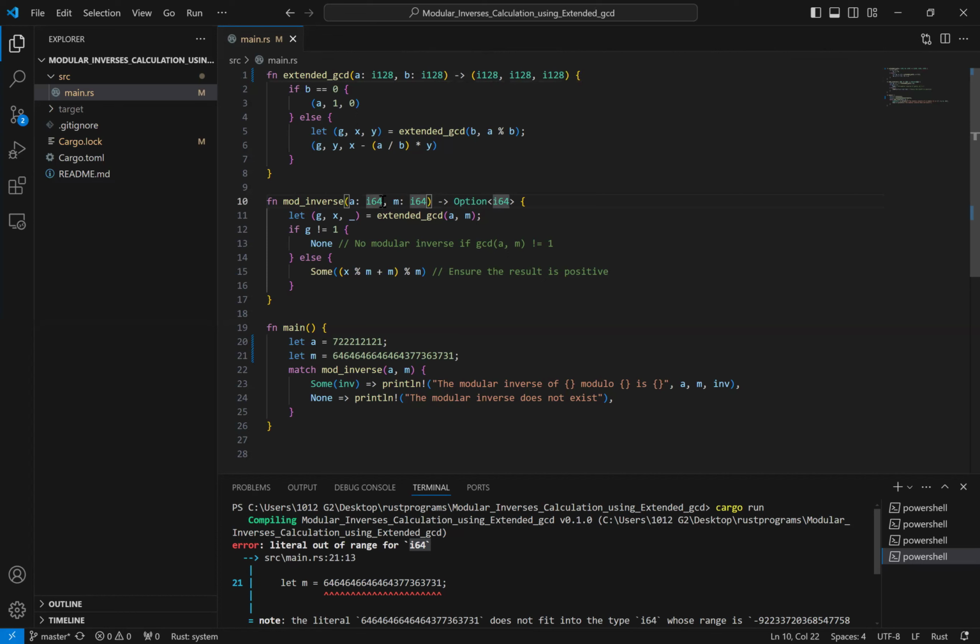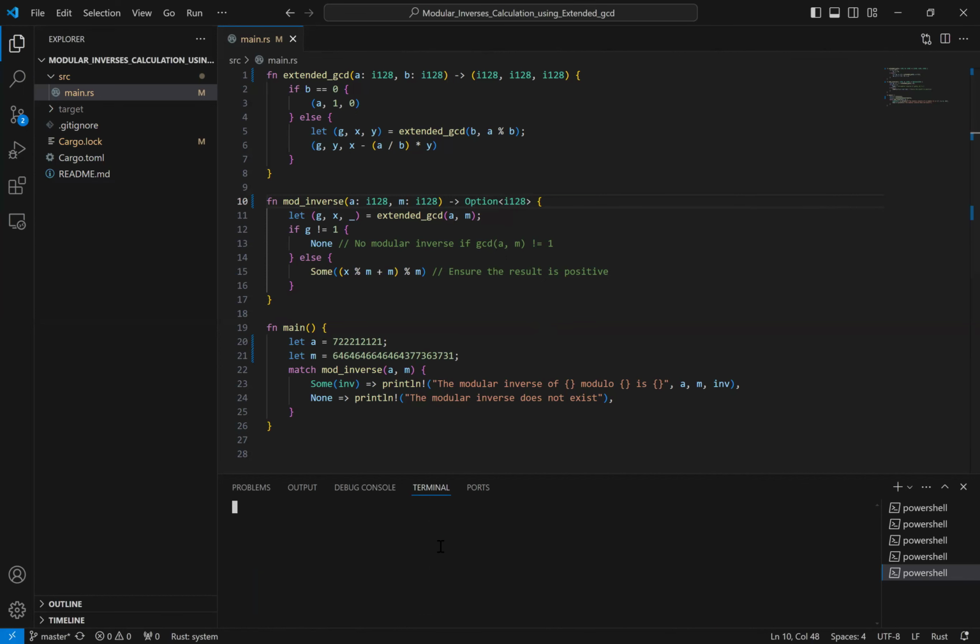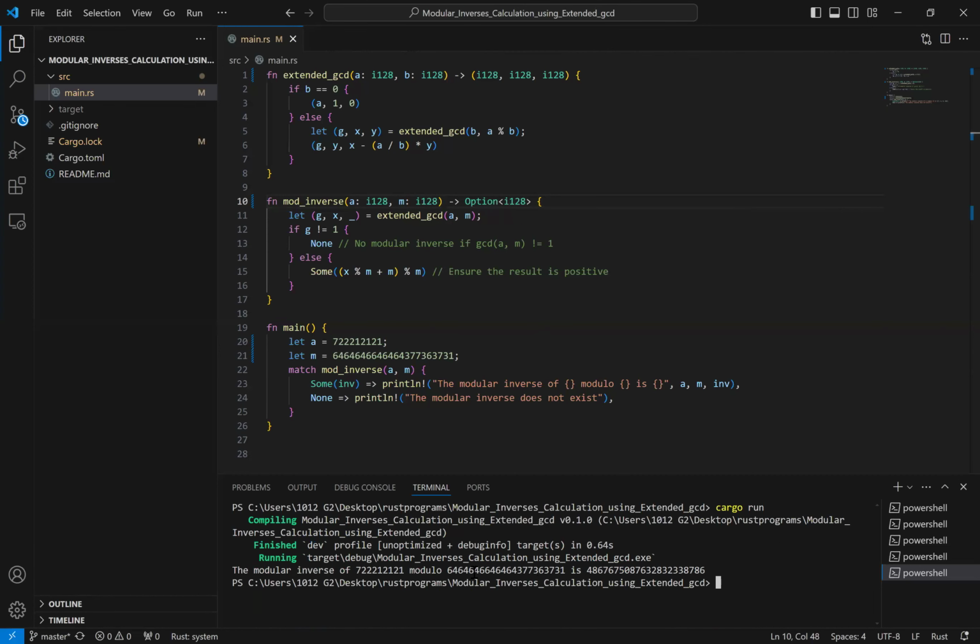So we can change this also. But since we are talking about i, the range is not too huge, even for i128. If we were talking about u, then we would be talking about bigger numbers. Now let's try to run this and see whether it runs. This one has run and has given us the inverse. It's a big number. That is why i64 could not manage, but i128 has managed. As we've always done, we can change this to bigger units to handle even bigger numbers.